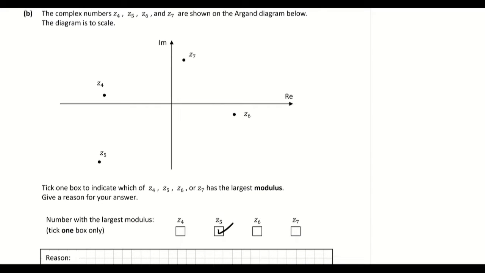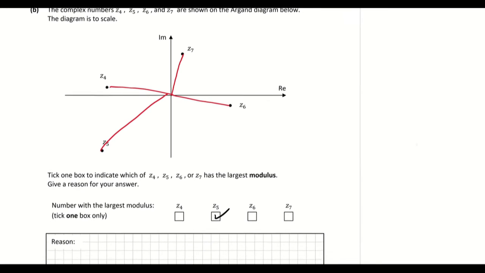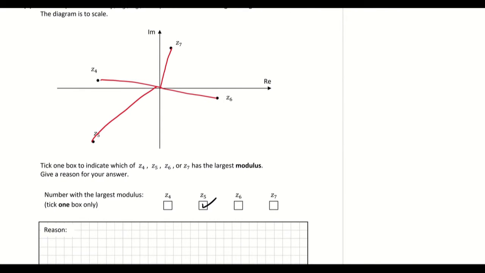The question wants a reason for it. And the reason for it is because it is the furthest away from the origin. So if you were to look at these here, draw a line from the center to each one of them. By eye, it looks as though Z5 is the furthest from the origin. So that's my answer here. So reason: Z5 is furthest from the origin. And that is question 2 complete.